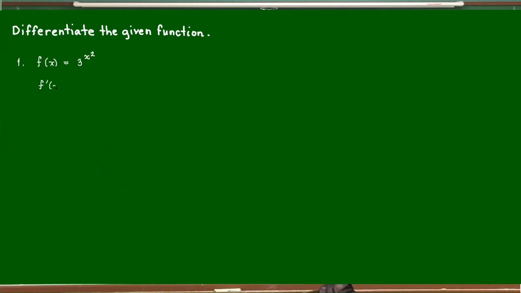F prime is equal to, so this takes the form of a to the u. So our u here is what? x squared, right? So again, our u is x squared. What about our a? Our a is 3. Okay? So the derivative of a to the u is a to the u. So we copy the function 3 to the x squared. Multiply it with ln of the base. So ln 3. Okay?